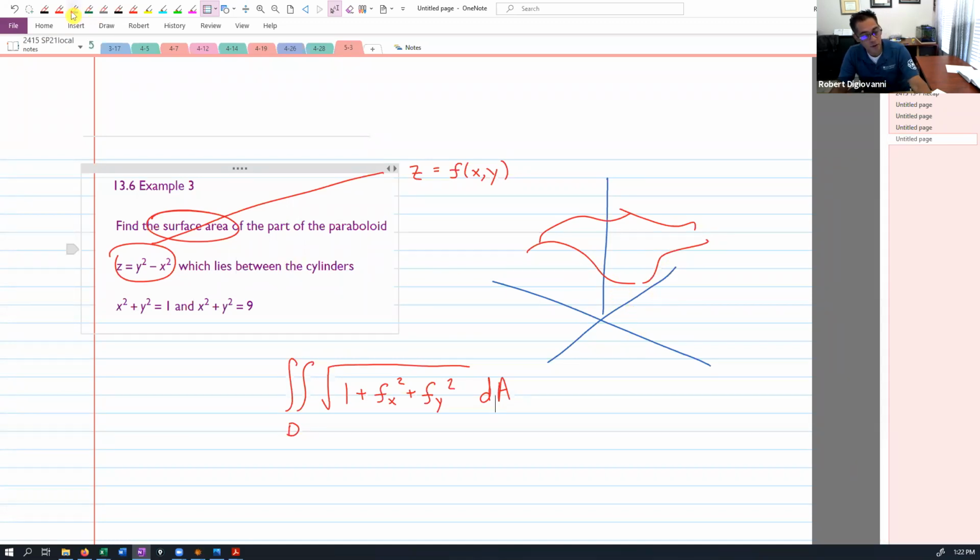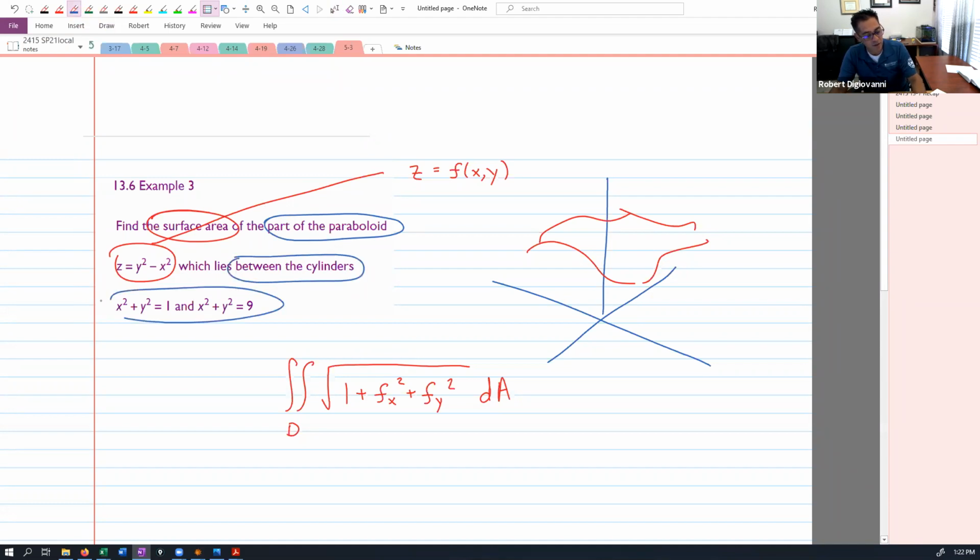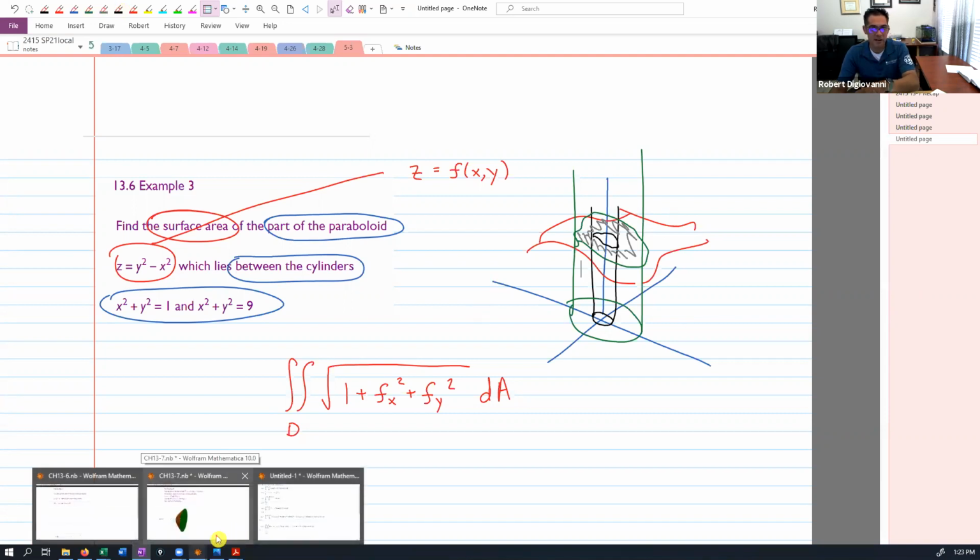But it says here that we're supposed to be looking at the surface area of the part of the paraboloid that is between these cylinders. So those two cylinders I expect you could draw. You have a cylinder here, radius 1, that goes up, right? Punches through your surface. And then you have a larger cylinder like this, comes up and punches through your surface somehow like that. And you're trying to find the area on that surface between those cylinders. Do you understand geometrically kind of what's going on here?